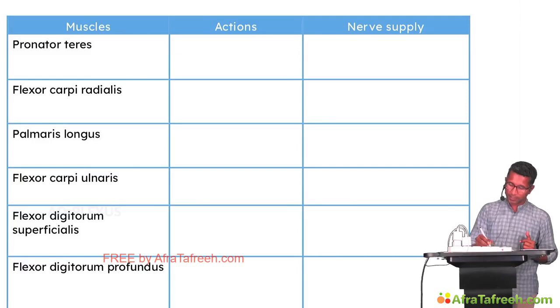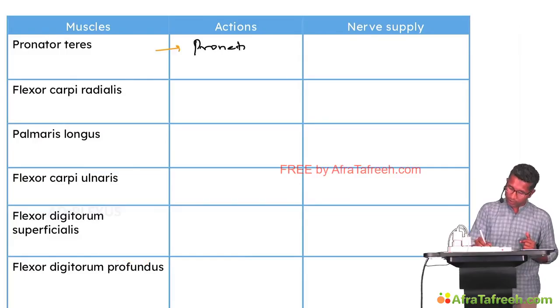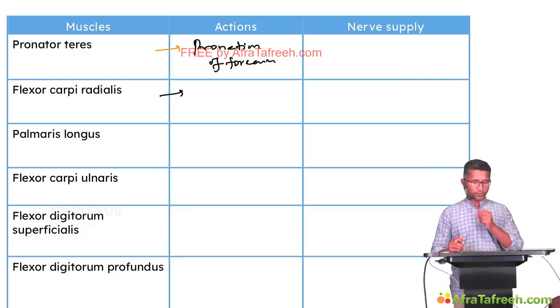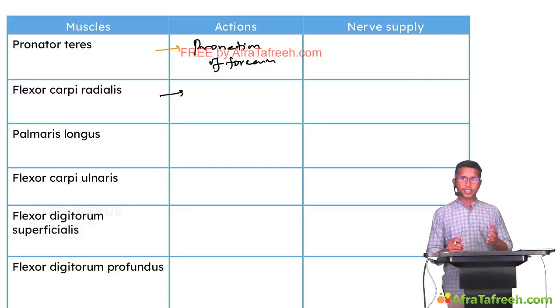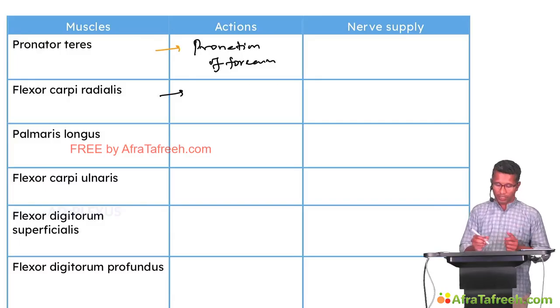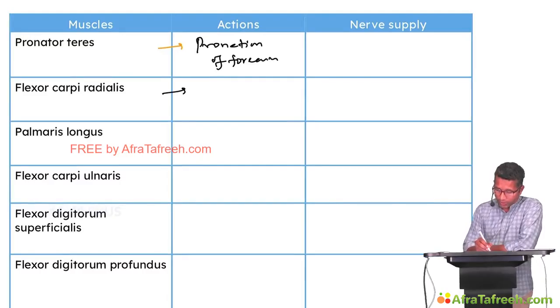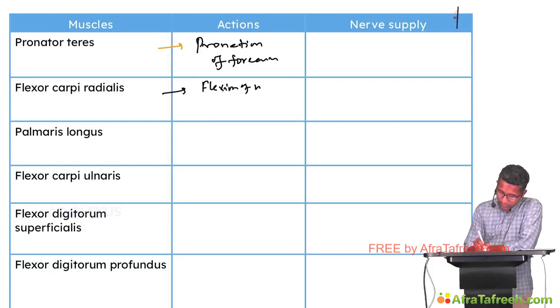Pronator teres, yes, we have discussed it. It causes pronation of the forearm. We have seen those muscles, and now their actions I think we can easily say. Pronator teres causes pronation of the forearm. Flexor carpi radialis has 2 functions. One, it causes flexion of the wrist. It also causes abduction of the wrist when it acts along with the extensors.